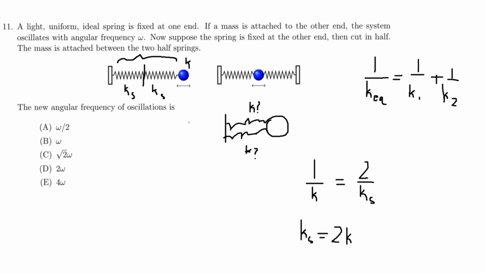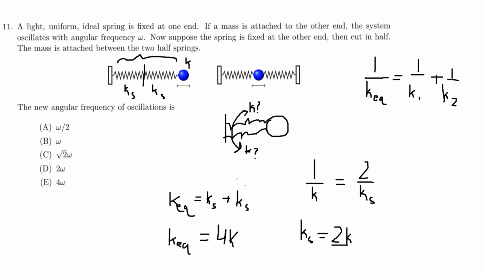Now, this is already an important thing to know. If you split a spring in half, the resulting spring will have twice the spring constant, which makes sense. If you cut a spring in half, it's harder for you to pull it as much. It requires more force. Okay, so now that we know Ks, let's use the parallel equation and plug it in for these. So the final equivalent spring, Keq, is Ks plus Ks.